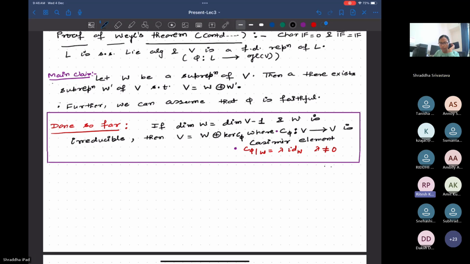Tanisa is asking: is SL2C the unique simple Lie algebra of dimension 3, or is it unique up to isomorphism? Up to isomorphism, of course. Yeah.